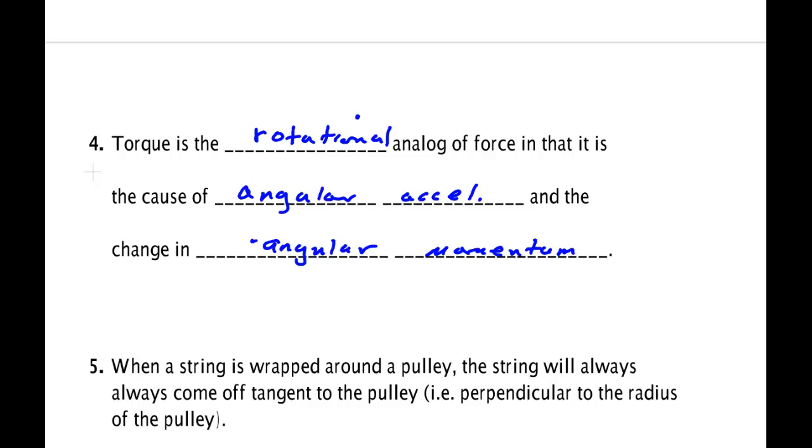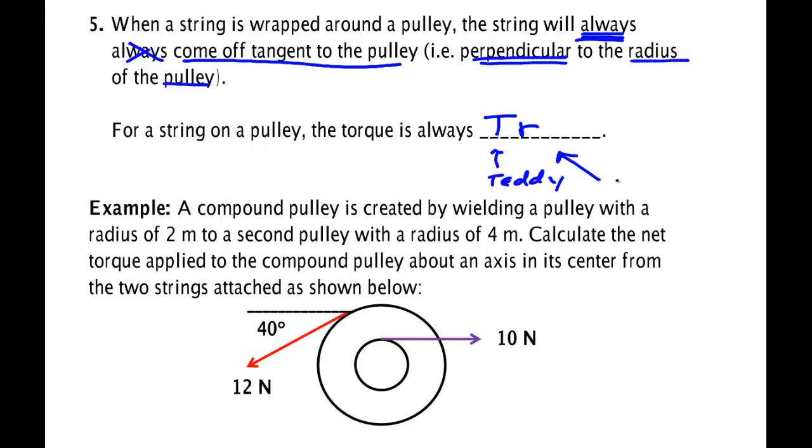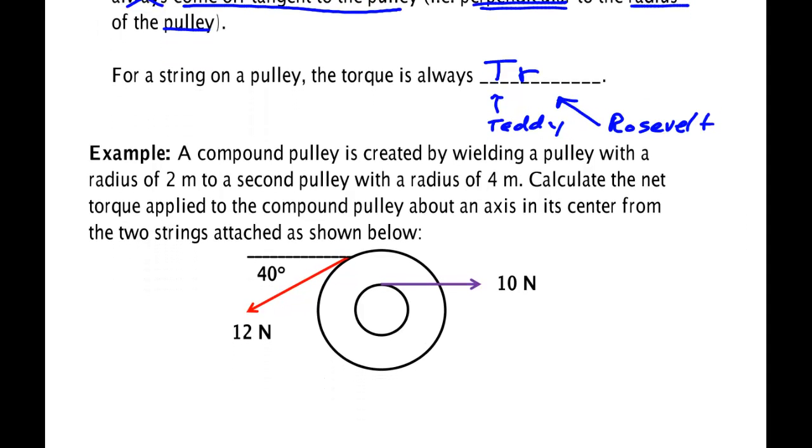Another important thing is sometimes you have pulleys. When a string is wrapped around the pulley, the string will always come off tangent to the pulley, i.e. perpendicular to the radius of the pulley. Thus the torque is always the tension times the distance. I like to say that that's Teddy Roosevelt. TR, famous initials of the president. Probably misspelled his name.